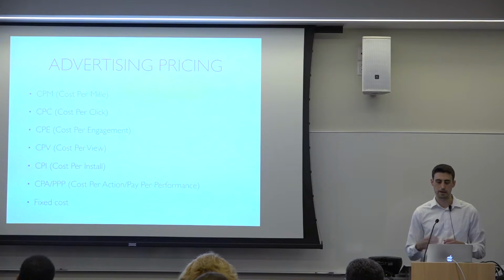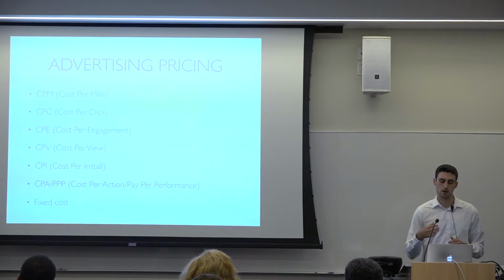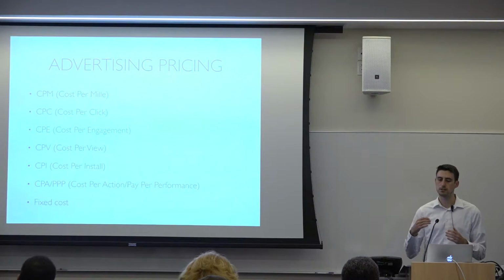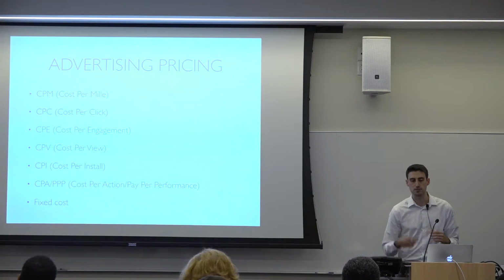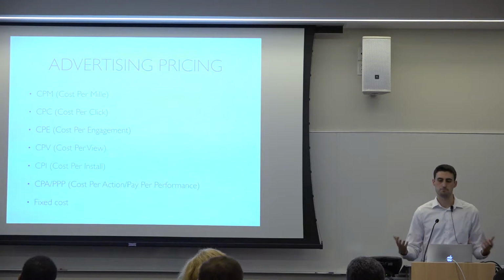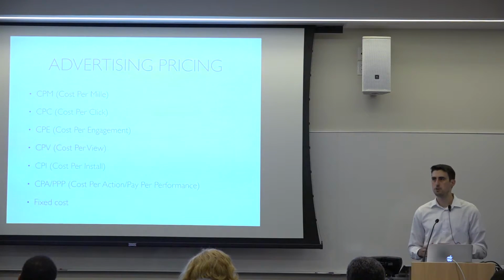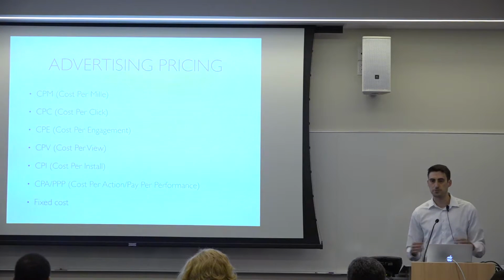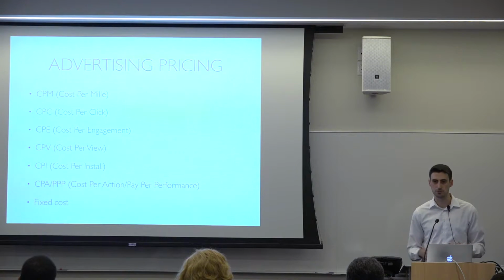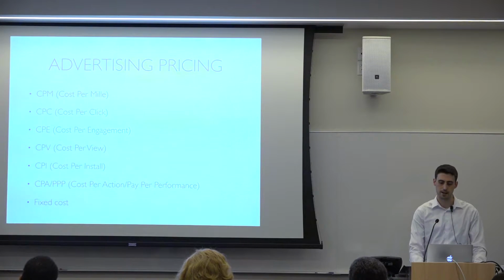Cost per action, pay per performance. That's if you're advertising where you pay every time you get an email opt-in or something along those lines, or just fixed cost. So there's websites out there that for $100 a month, you get certain ads bought. And it doesn't matter whether the website gets 1 million views or 10 views, you're still billed the same fixed cost for that ad space.